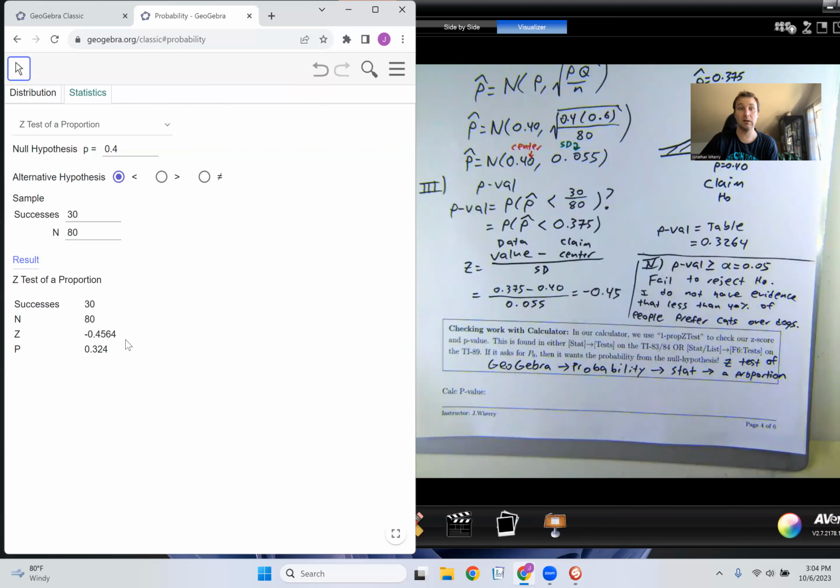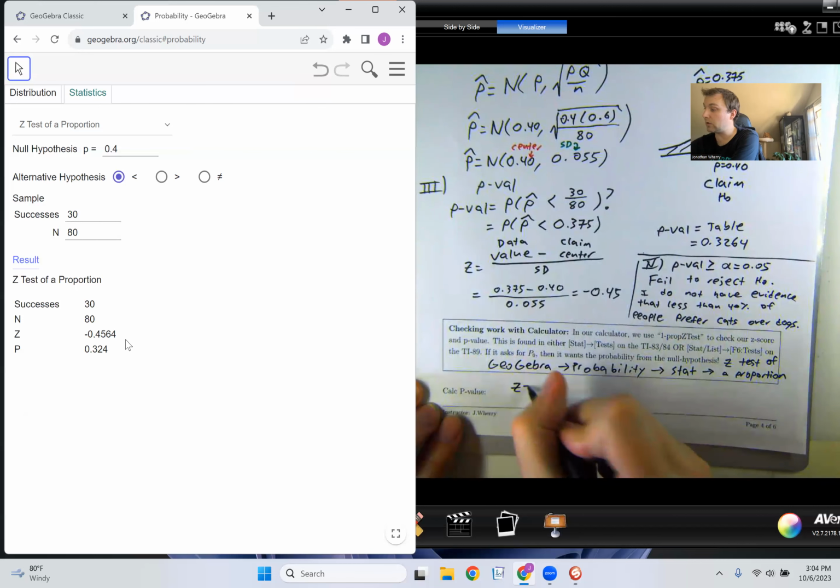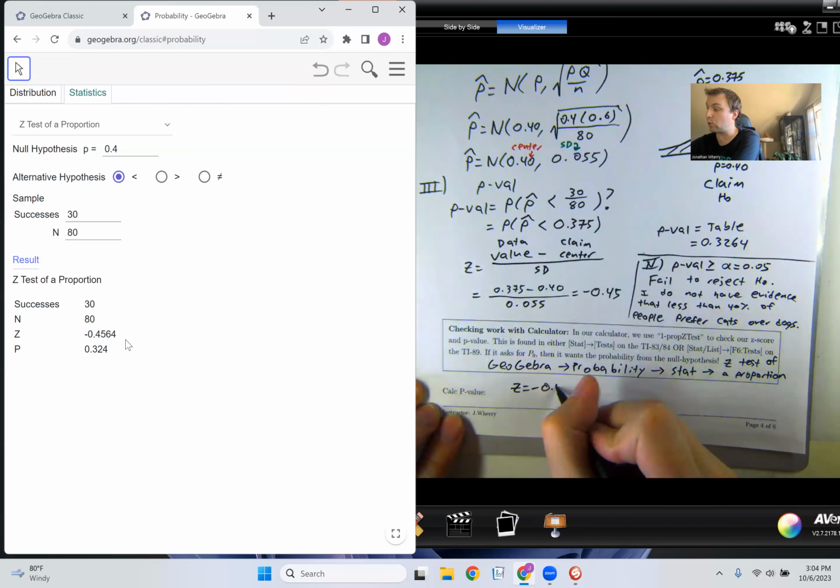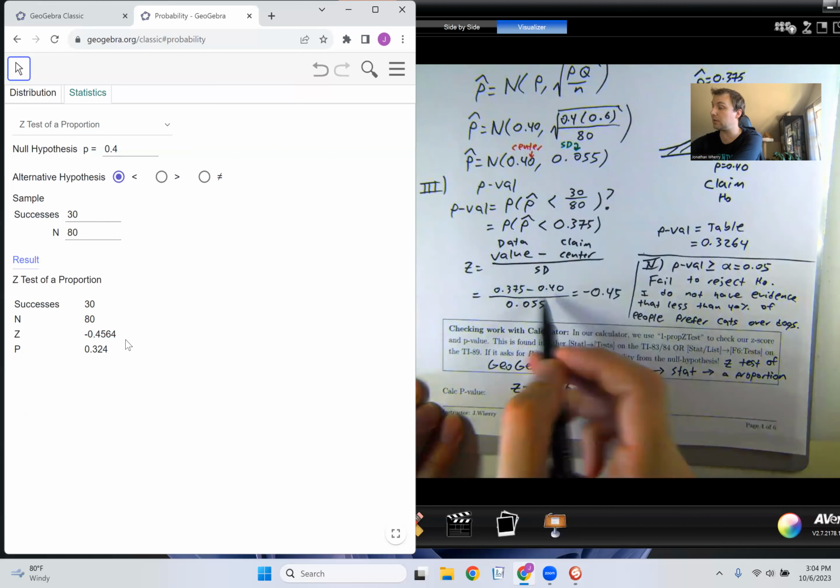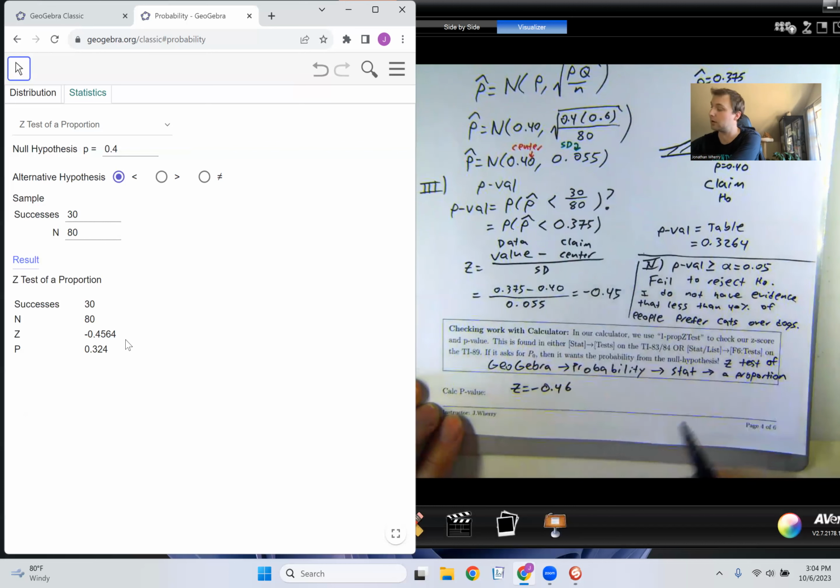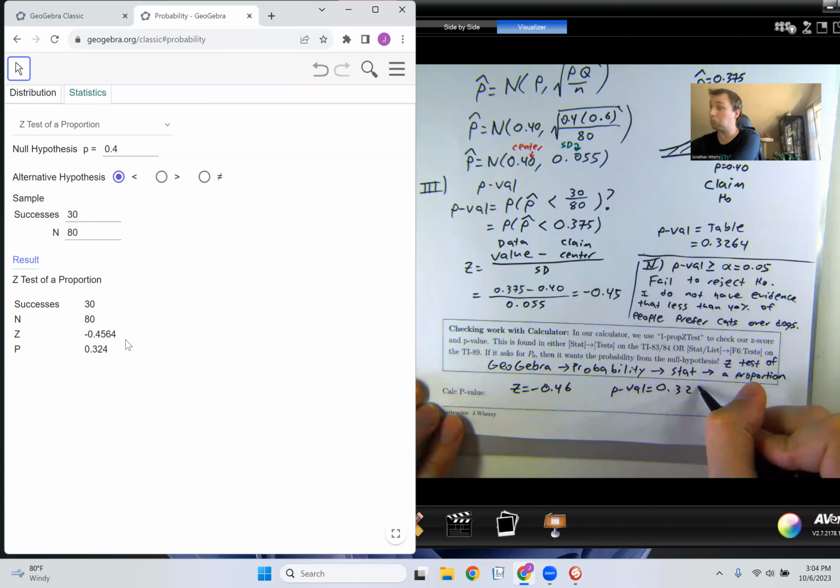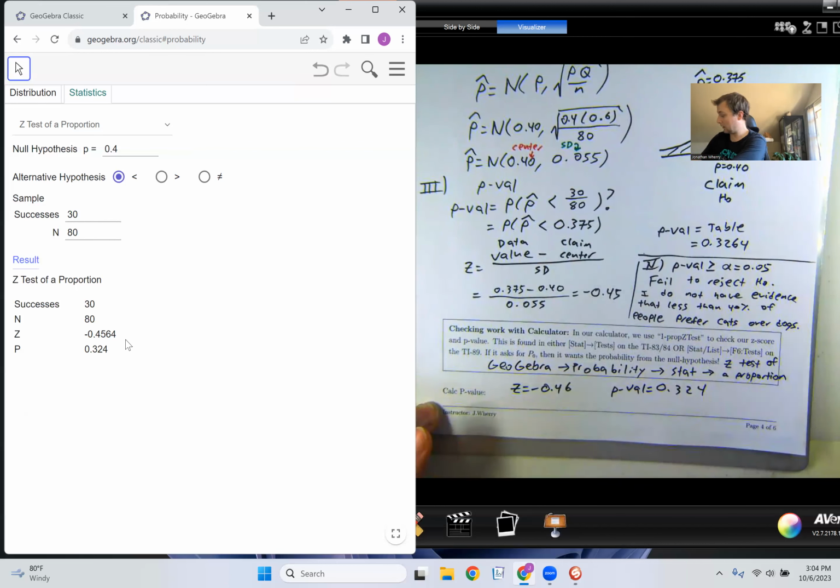So GeoGebra is a really great way to double check my work to make sure I'm on the right track. When I did this, I got a test statistic or a z-score of negative 0.46, just rounded a little bit different for my standard deviation. So I have a little bit of round off there. And a p-value of 0.324. Looking pretty good. Let's try another one of these out, and let's use GeoGebra afterwards with this z-test of proportion, see how close we are.